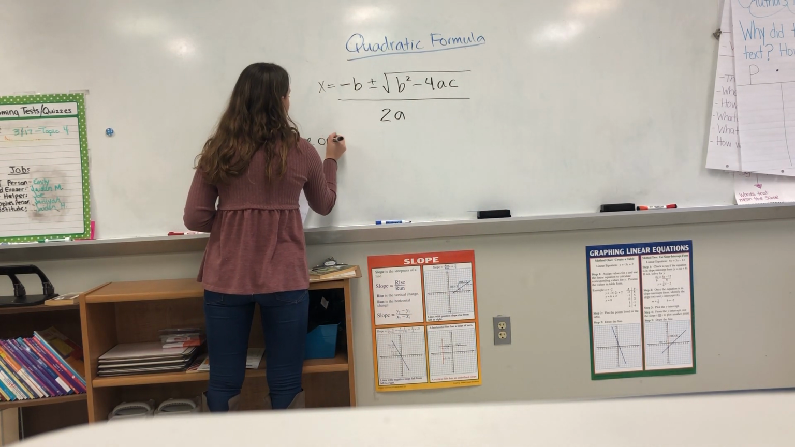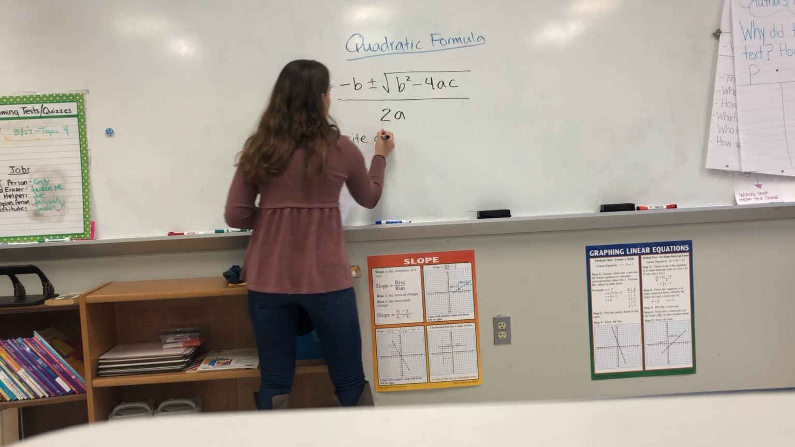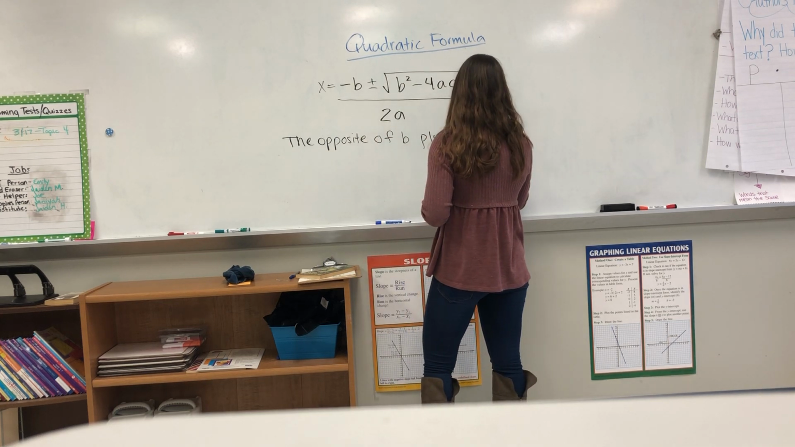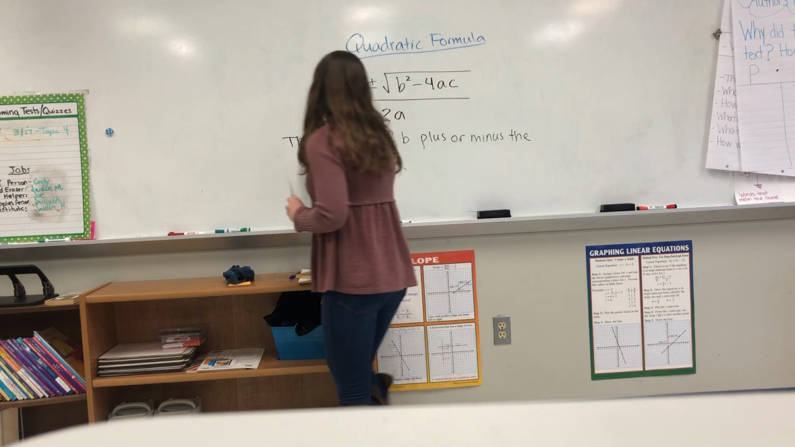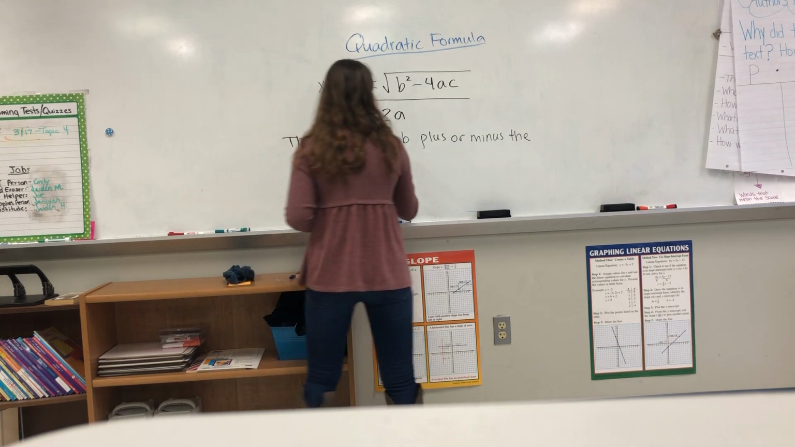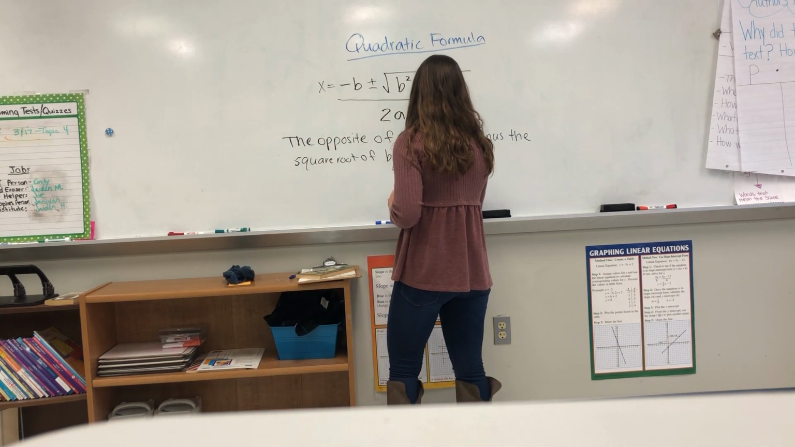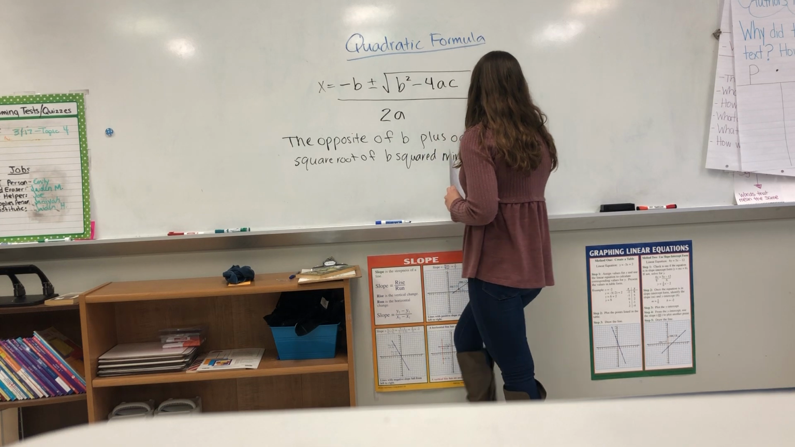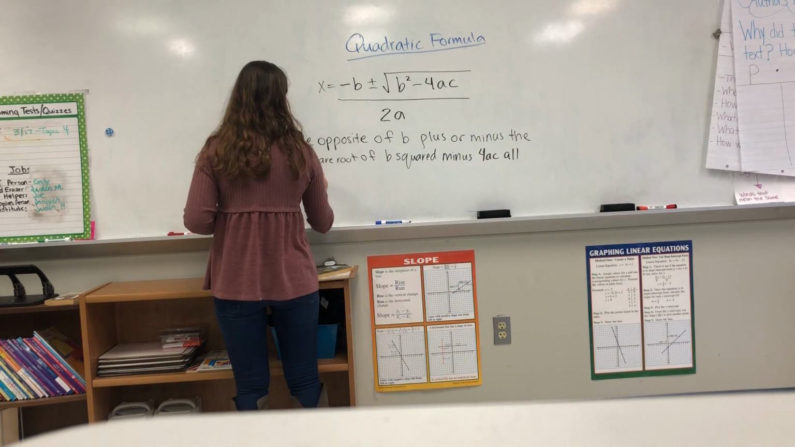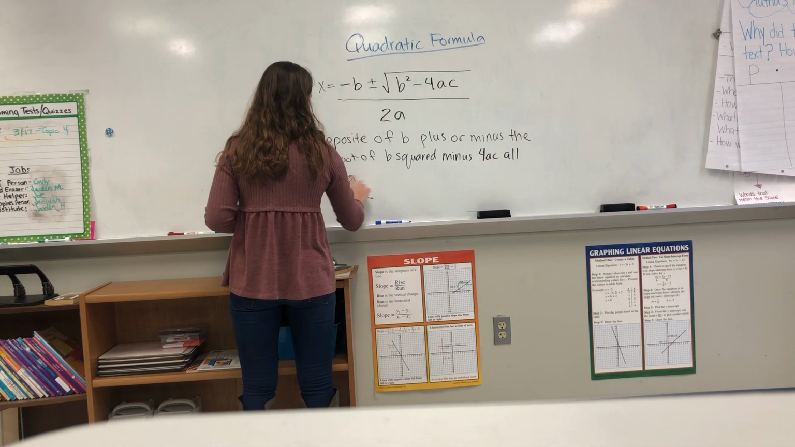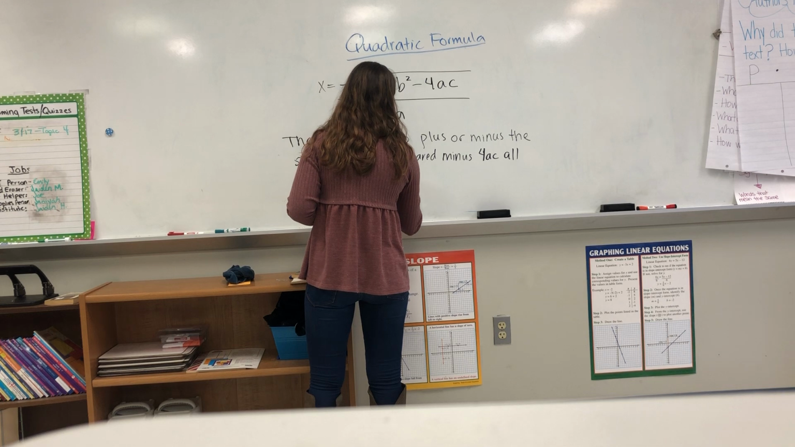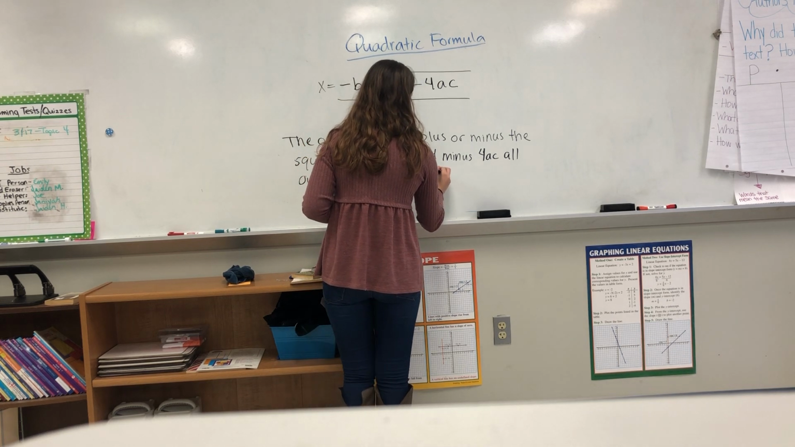The opposite of b, plus or minus, the square root of b squared, minus 4ac, all over 2a. That's the quadratic formula.